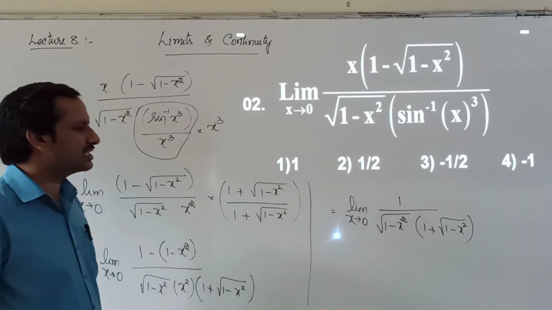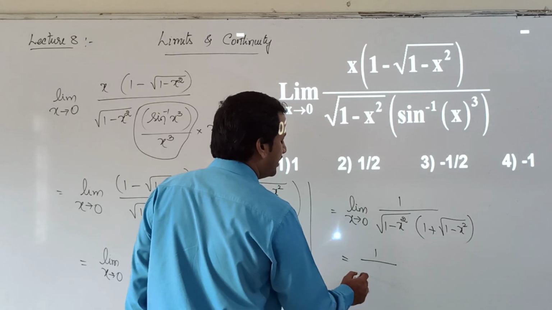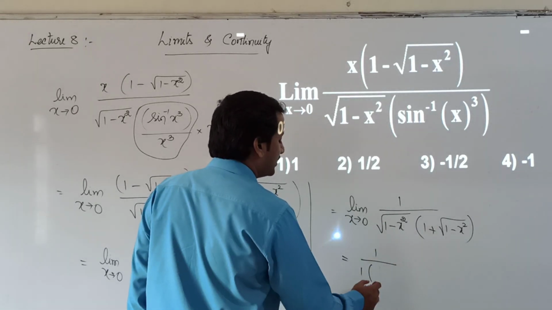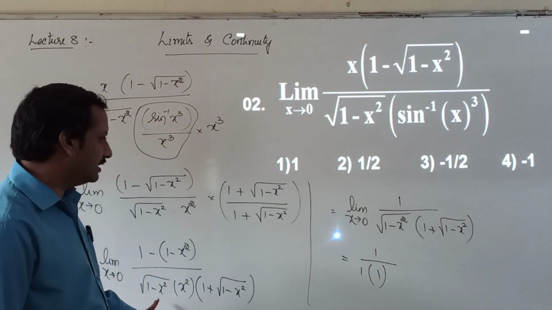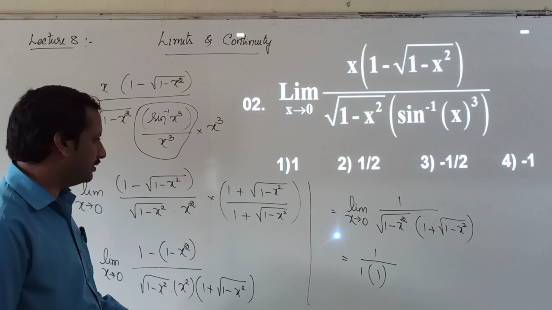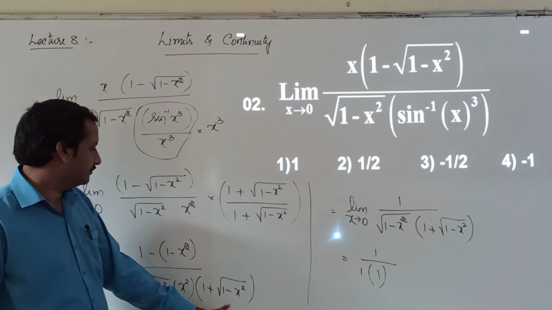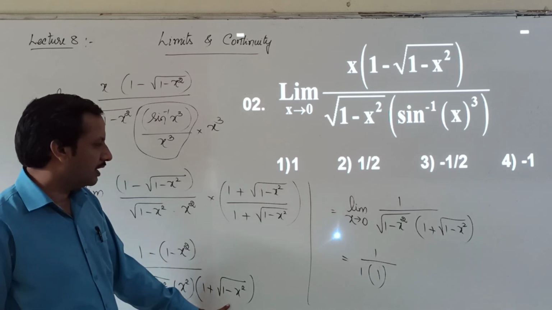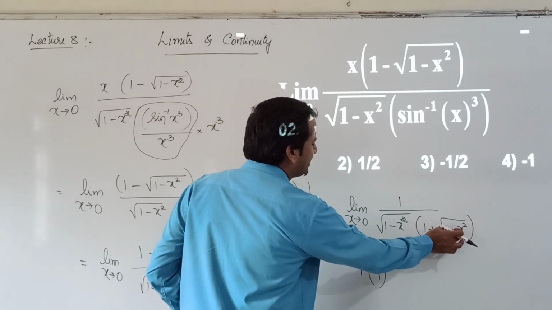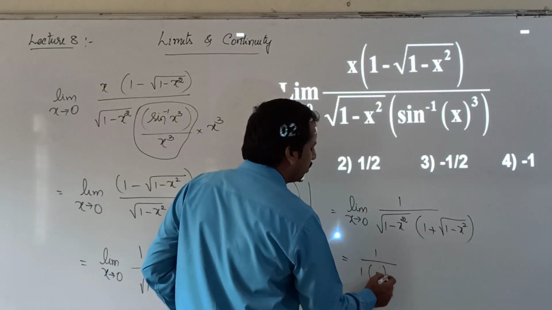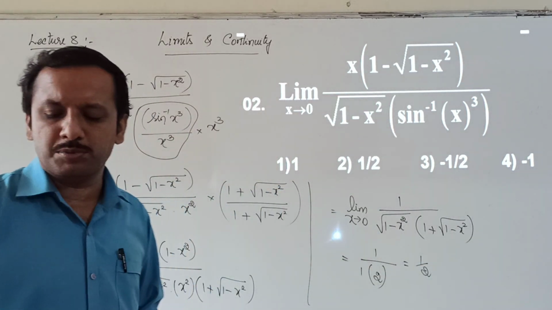Now apply limit as x tends to 0. When I put x as 0 here, we get 1 by 1 minus 0 is 1, into 1 plus root 1 minus x square. Sorry, I am putting x as 0, right? So 1 minus 0 is 1, 1 plus 1 will give you 2. So the answer is 1 by 2, which is the second option.